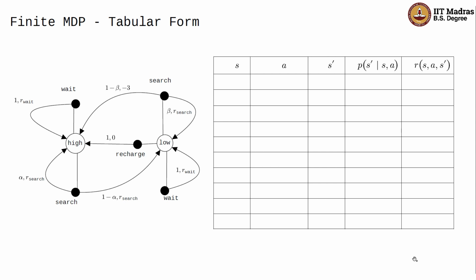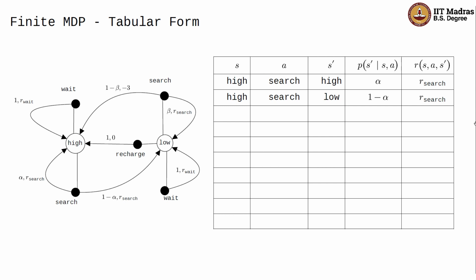So what do we have here? We have S, A transitioning to S prime. There's a transition probability P of S prime given S comma A, and the expected reward starting from state S, taking action A and transitioning to S prime. It's very simple to fill this up once you have understood the transition graph. Let's start with S being high and you deciding to search. You could end up in either high or low with a probability of alpha and 1 minus alpha respectively, and the expected immediate reward is going to be R search.